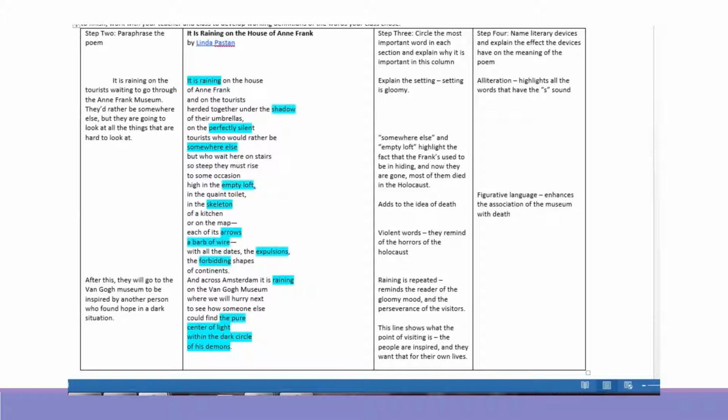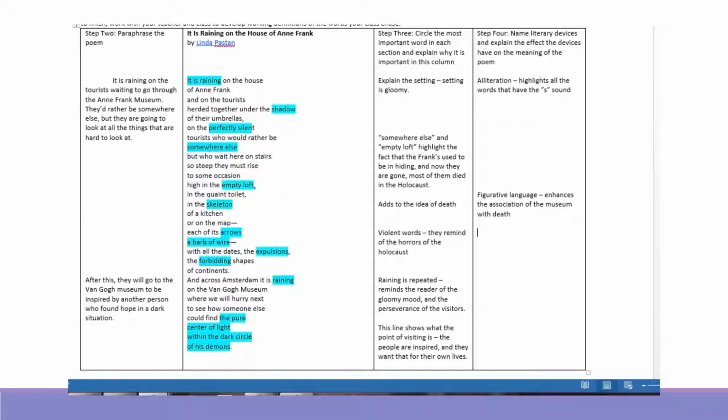And kitchens are not supposed to be places of death. They're supposed to be warm and friendly and places where people gather to eat together and sustain life. And so that opposite with the skeleton really associates the poem with death, the idea with death.